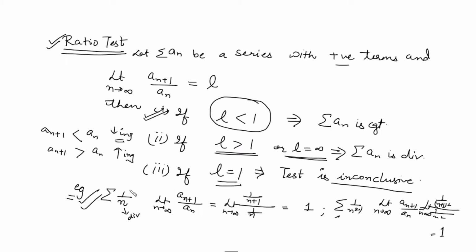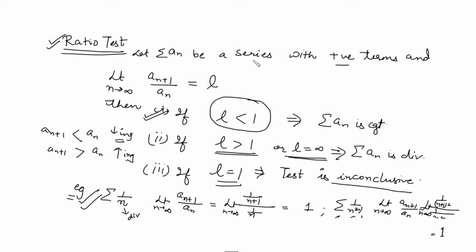If you consider the series 1 by n, the ratio is 1 but the series is divergent by the P series test. However, if you consider the series 1 over n square and then you apply the ratio test, again the ratio is 1, but by the P series test we know that this series is convergent, right? So we can't say anything about whether our series is convergent or not. So this is our ratio test.